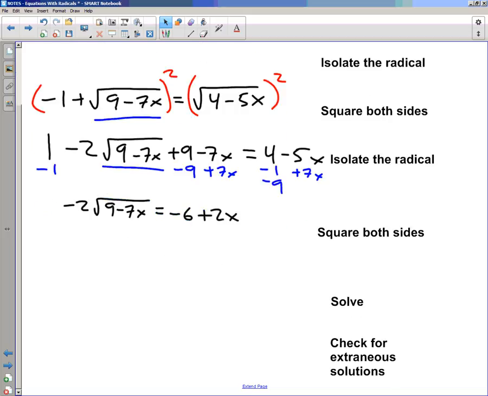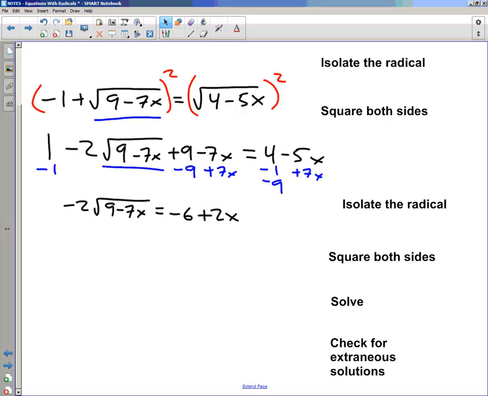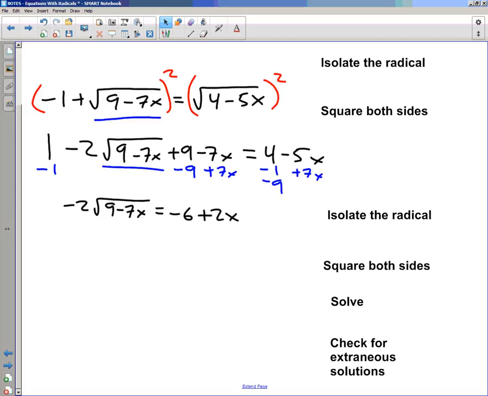The step says to isolate the radical here, but it turns out that if you just have a coefficient on there, you can get away with just squaring both sides. And I'll show you what I mean here. So let's say we just leave that negative 2 on here, and I square both sides.